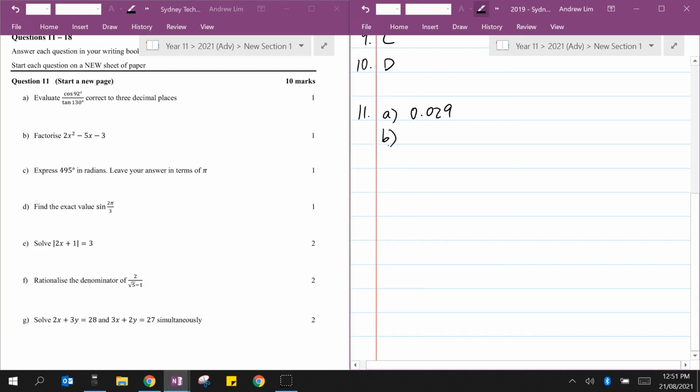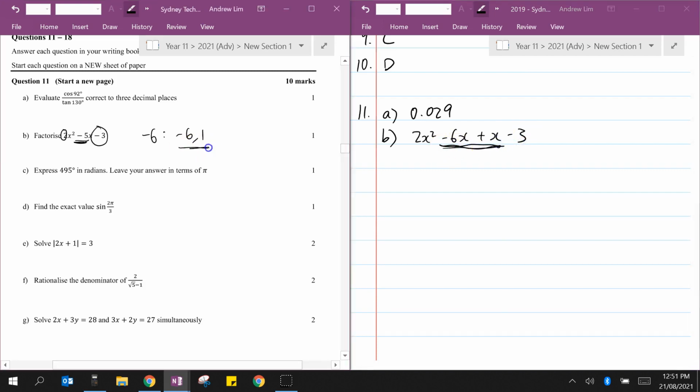Factorize 2x squared minus 5x minus 3. So I'm going to multiply my 2 and minus 3 to get minus 6. And the two numbers that multiply to negative 6 but add to negative 5 are minus 6 and 1. So I've got 2x squared minus 6x plus x minus 3. I just replaced minus 5x with this because that's exactly what it is.